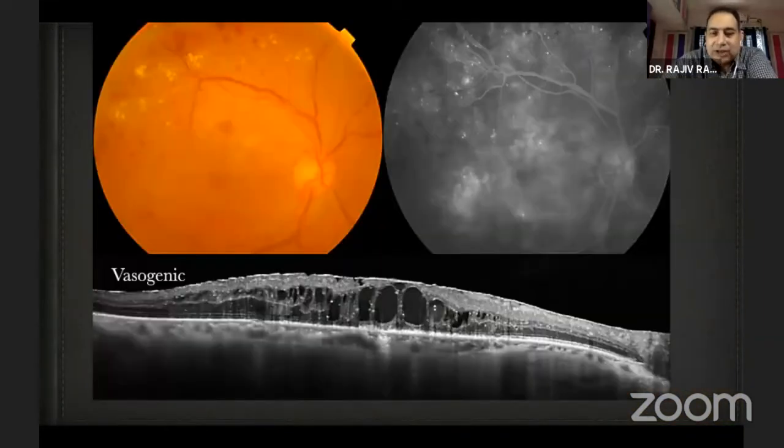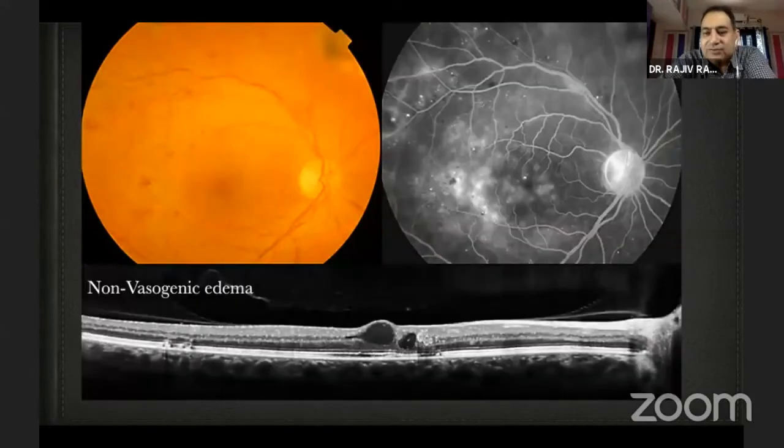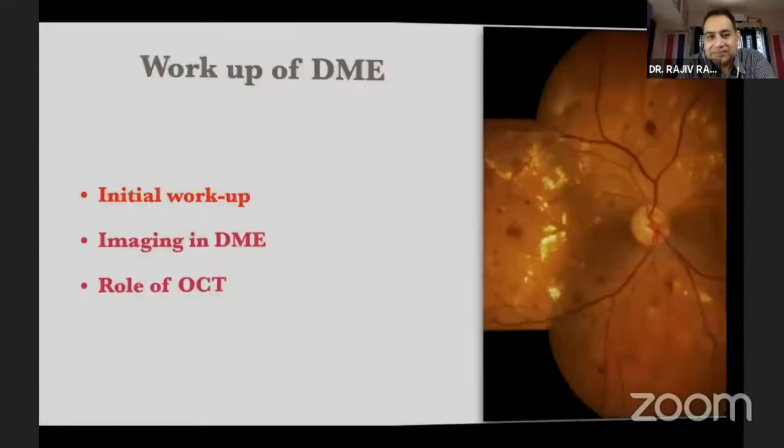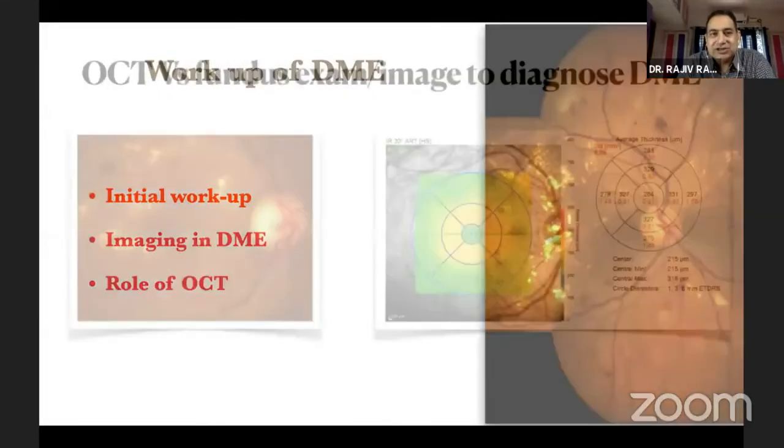OCT, you want to classify whether it's a vasogenic edema, where you have these cystic spaces and the microaneurysms which are leaking, or you don't have many of these features, a non-vasogenic type of edema. And more important, the tractional element, which you can never pick up on anything except OCT. You want to know which type of edema you are dealing with. Role of OCT is there.